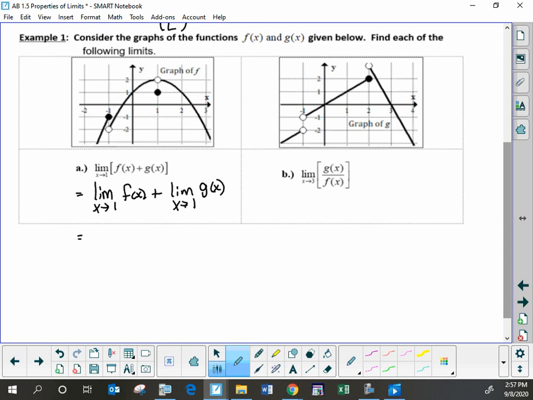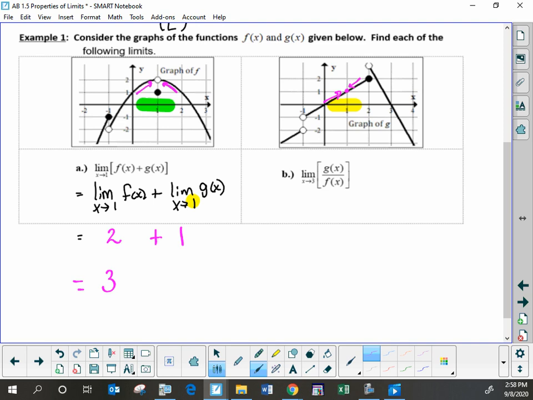And now as I approach 1, which is happening right there, x is 1, I notice from the left side I'm coming into 2, and from the right side I'm coming into 2. So I get 2 for that limit. And for g, as I come into 1, I'm approaching, looks like 1 as a height from the left as well as the right. So this is a 1. Answer is 3.